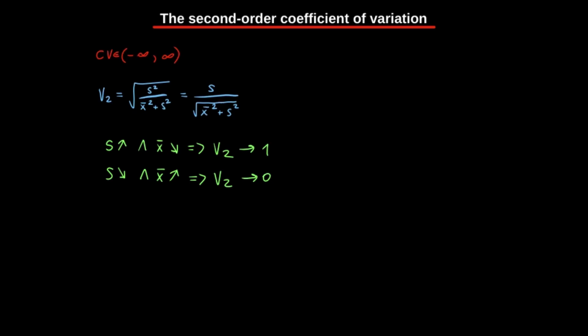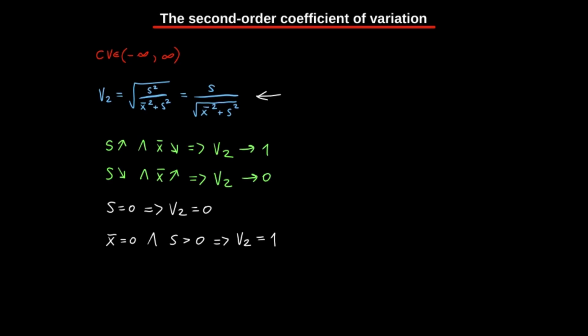Now let's look at a few special cases. If the standard deviation is 0, then there is no variation in the data. In that case, the second order coefficient of variation is 0. If both the standard deviation and the average are 0, then the formula gives us 0 divided by 0, which is mathematically undefined. However, in practical applications, we may choose to define this coefficient as 0 in this case, because the data has no variation. Also, if the average is 0 and the standard deviation is greater than 0, then the second order coefficient of variation is equal to 1, regardless of the actual value of the standard deviation.